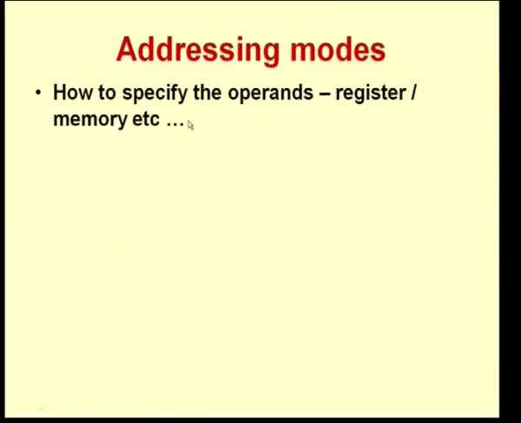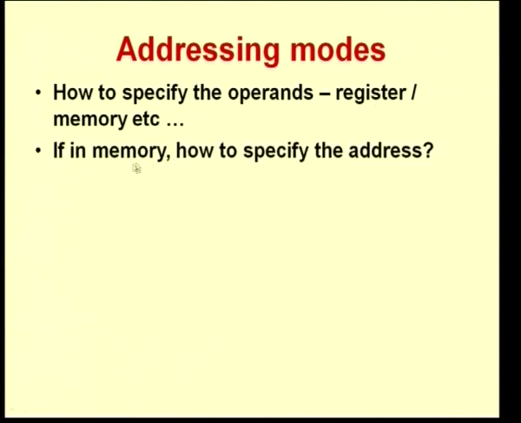We have really not bothered about whether it can be specified there or not, but that specification is typically done only when we understand these addressing modes. Which is why we need to understand these addressing modes. So, how to specify the operands, whether they are in register, in memory and so on, and if it is in memory, how do you specify the address? Is it directly specified or indirectly specified? So, these are issues that we look at here.